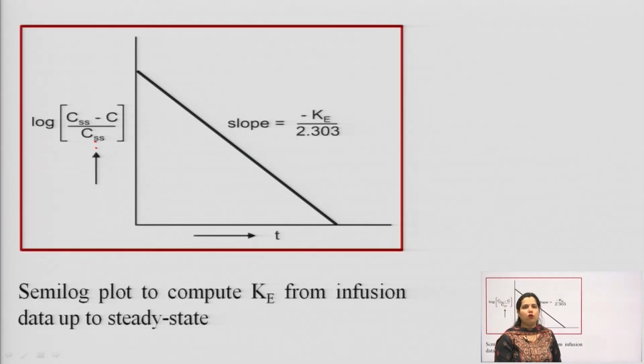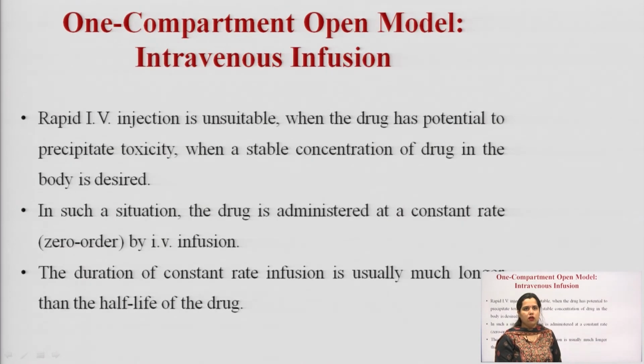So, once again I would like to highlight the important considerations while studying one compartment open models. Basically, rapid IV injection is unsuitable. That's why we use IV infusion administration to achieve steady state levels. In such situations, a constant rate, following zero order kinetics, is used in IV infusion. The duration of constant rate infusion is usually much longer than the half life of the drug, and the drug level is constant, and it will not fall below that particular level. That point is known as the steady state point.